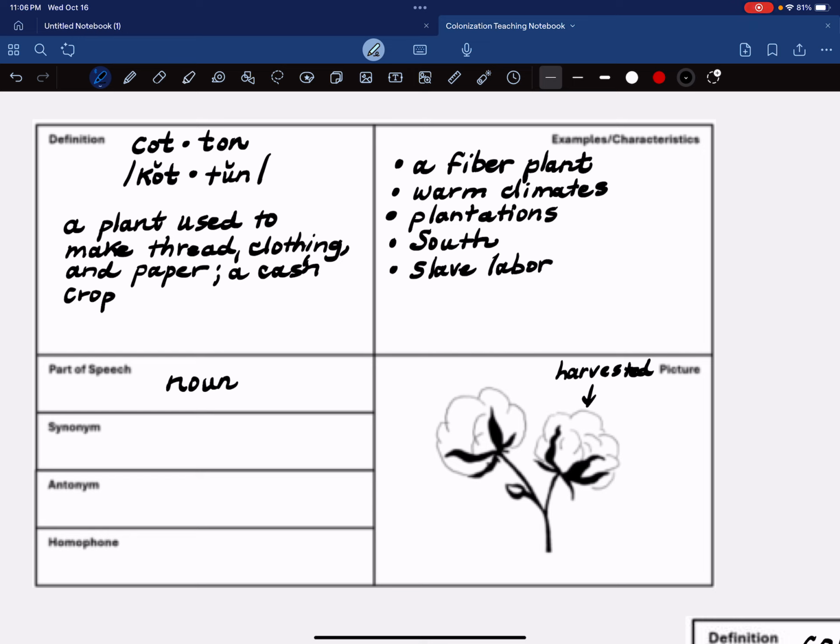So very often when you see plantations and you think of slave labor on those plantations, they could very well have been growing cotton. It was not an easy job to harvest cotton, but it was a very lucrative job. And let me spell that word for you. Lucrative means that it made a lot of money for the plantation owner. So when you see lucrative, think of money.